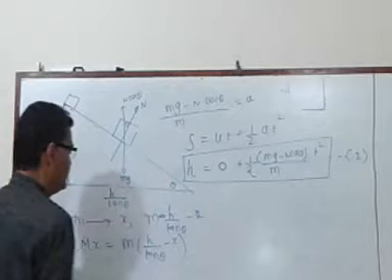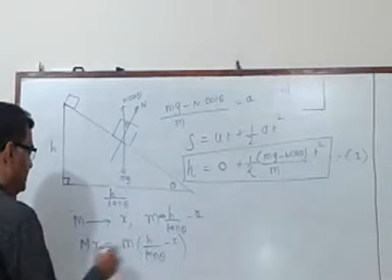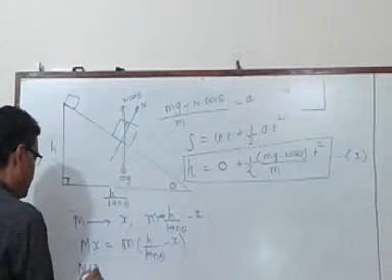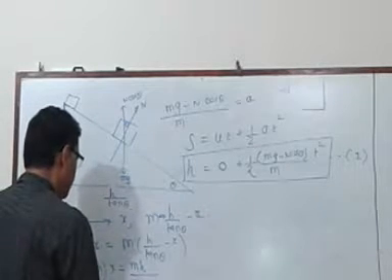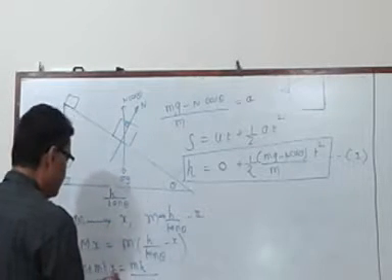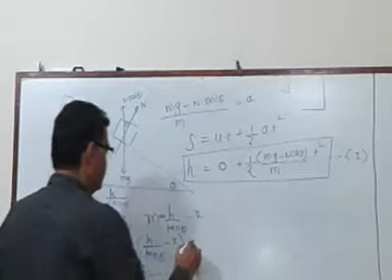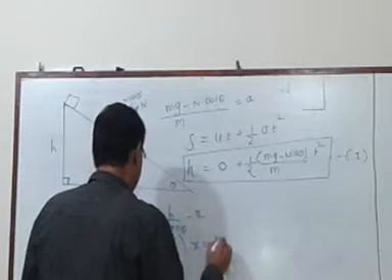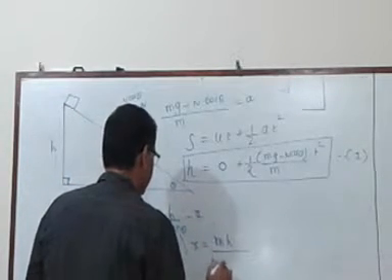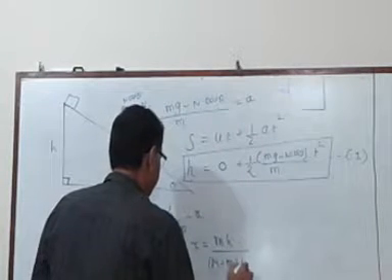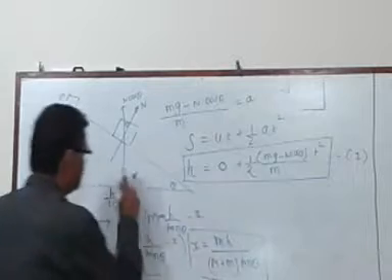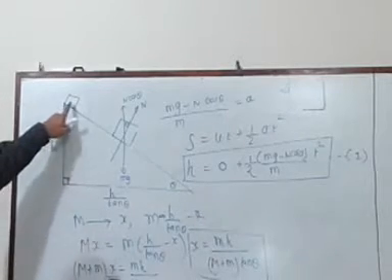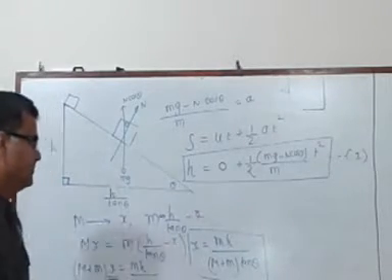If I rearrange it, I will get M plus m into x is mh upon tan theta, and that gives me the distance travelled by the wedge as mh upon M plus m tan theta. This is the distance travelled by the wedge to the left by the time the block goes down.